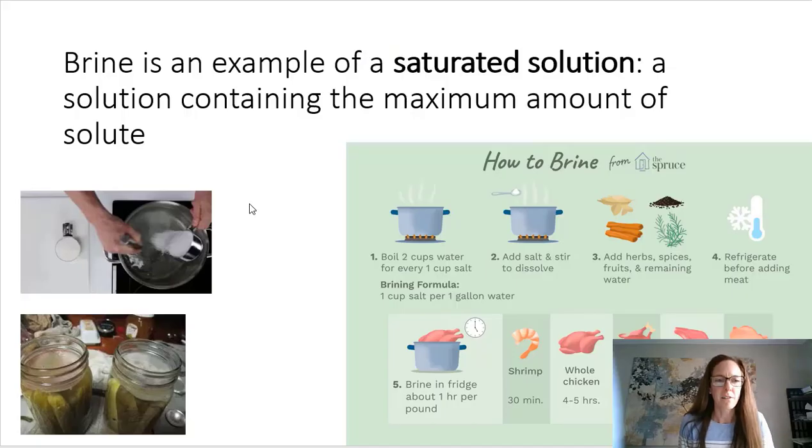Some examples of saturated solutions, or just solutions in general, would be brine. If you've ever brined a turkey, this is just a picture showing you take 2 cups of water for every 1 cup of salt, and you stir and dissolve it, and you add in your different herbs and spices, and then you add whatever, your chicken, turkey, pork, shrimp, whatever it is that you want to brine. Also very common for making pickles or pickling something. This would be a saturated solution, the solution that contains the maximum amount of solute.